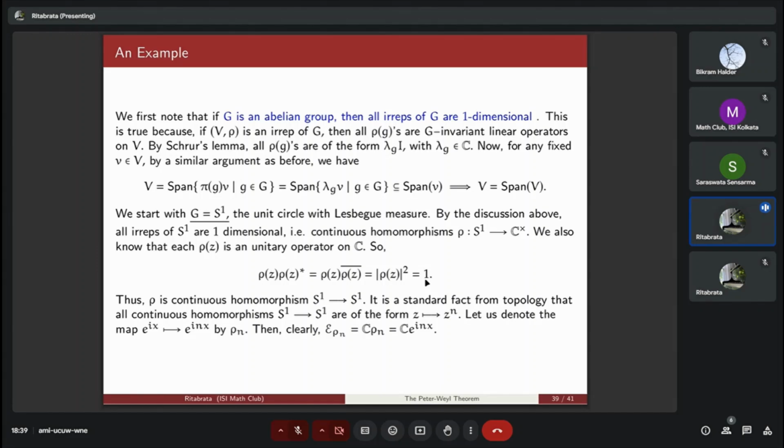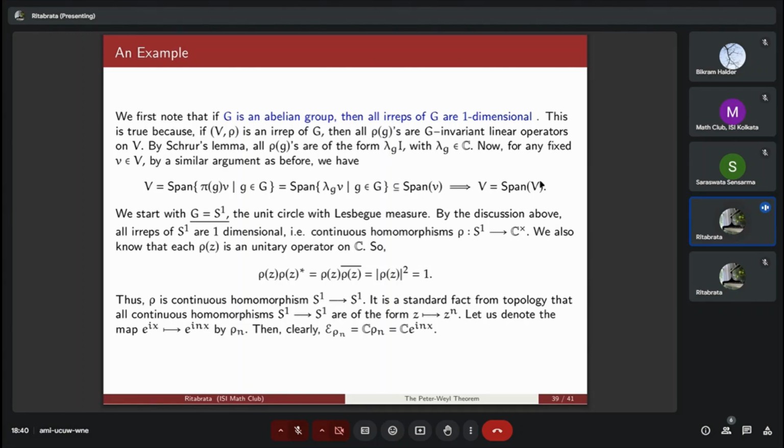Now for any fixed v, by a similar argument, we have V is the same as the span of π(g) of v. Now π(g) of v is the same as λ(g) v, because π(g) acts as λ(g) times the identity operator. So the span of λ(g)v is a subset of the span of v. It directly means that the irreducible representation vector space V is the same as the span of v. Again, it won't be capital V, it will be small v. I mean, V is spanned by a single vector v, so it is one dimensional in particular. So any irreducible representation of an abelian group is one dimensional. This is what we have proven.